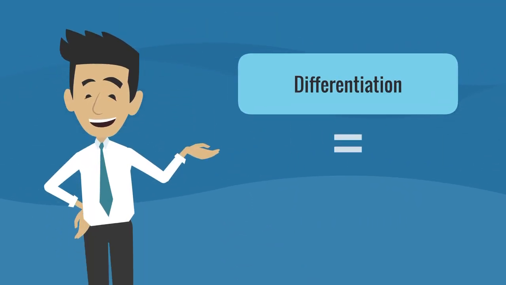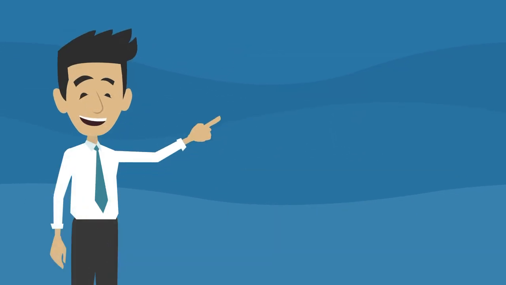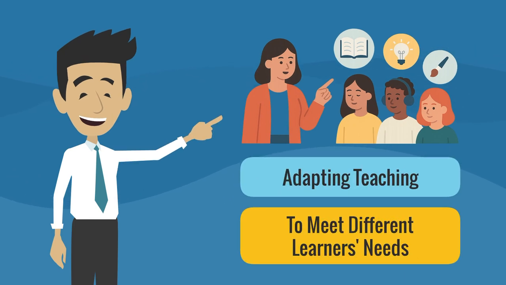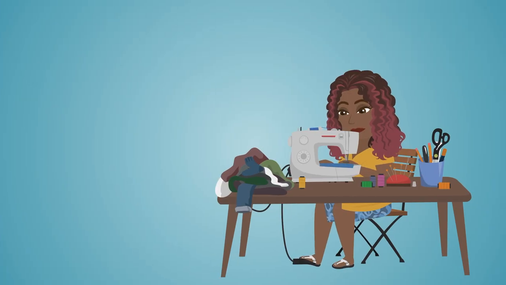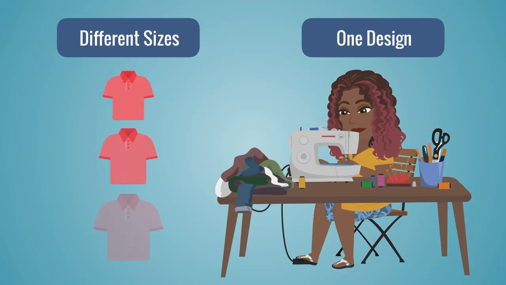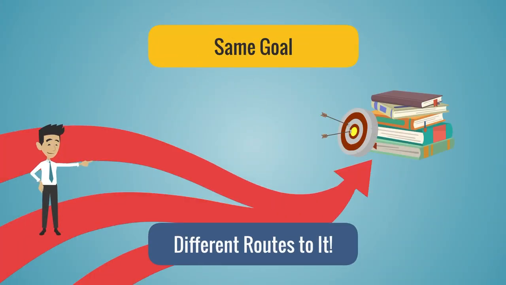Differentiation doesn't mean doing more. It means doing what works for your learners. At its core, differentiation is simply this: adapting teaching to meet the needs of different learners. Imagine you're a tailor. You have one design, but different sizes. That's what differentiation looks like. The same goal, different routes to get there.